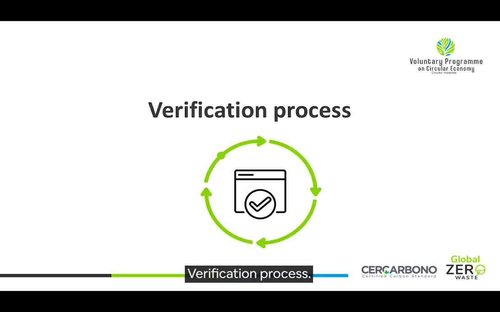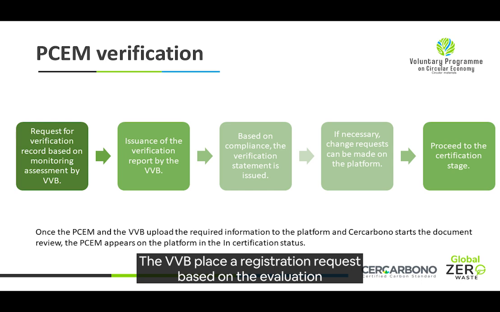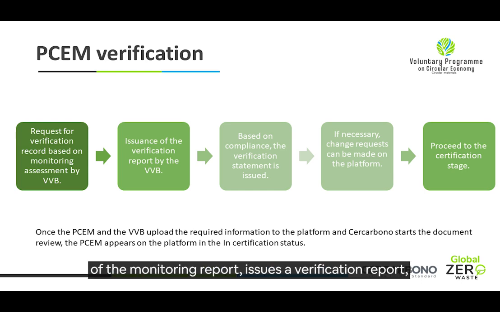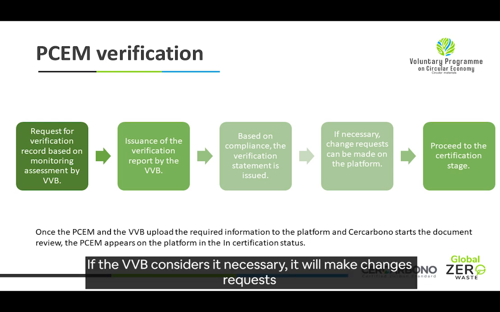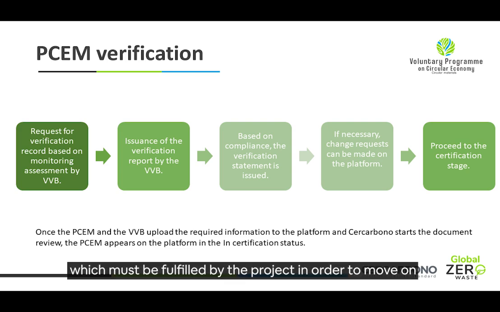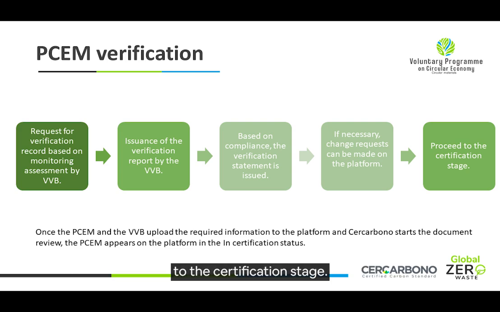Verification process. The VVB places a registration request based on the evaluation of the monitoring report, issues a verification report, and if there is compliance, a verification statement is issued. If the VVB considers it necessary, it will make change requests, which must be fulfilled by the project in order to move on to the certification stage.